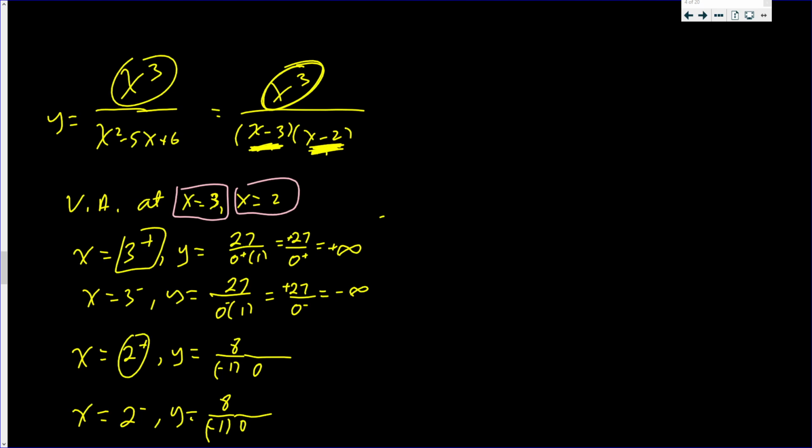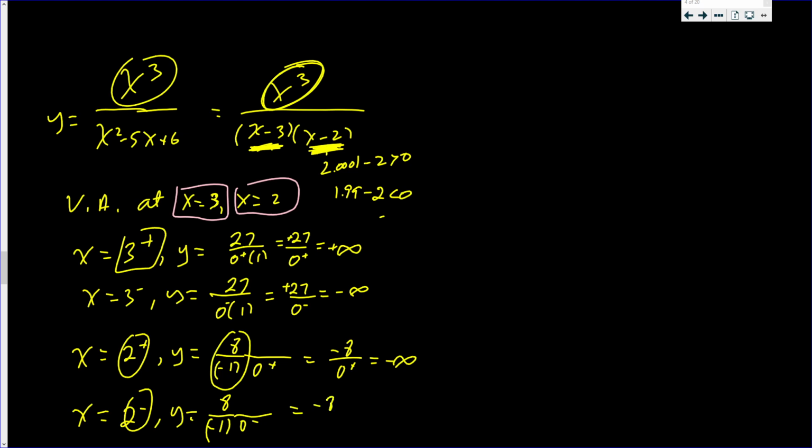If you have more than 2, so you have 2.001, and you take away 2, you'll have something left. This is negative 8 over 0 plus. That's negative infinity. If you have a little bit less than 2, if you have $1.99 and you want to buy something for $2, you can't because you'll be negative. So we have negative 8 over 0 negative, which is positive infinity.